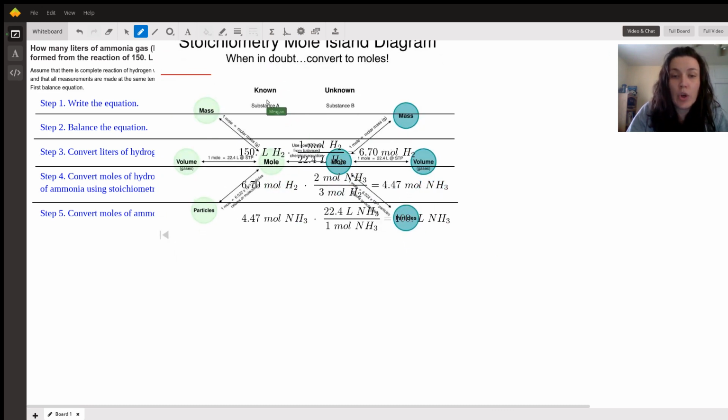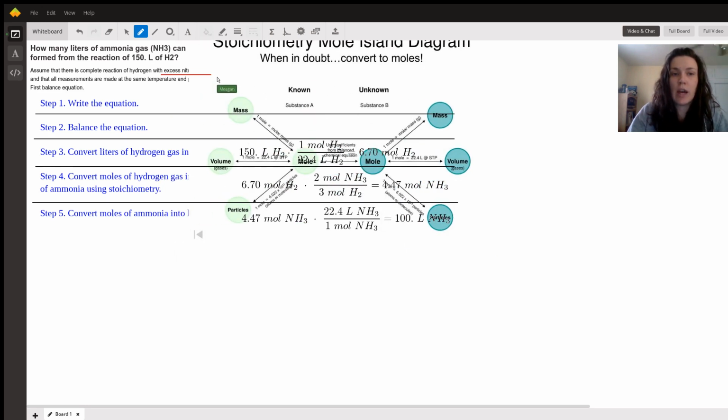So we have a known substance, and for that it is our hydrogen and its volume. So we know we're starting here. We know we're looking for liters of ammonia, so we're also ending in volume over here for our unknown substance of ammonia. And using this, we can see exactly how many steps this is going to be. So we've got 1, 2, 3 steps.